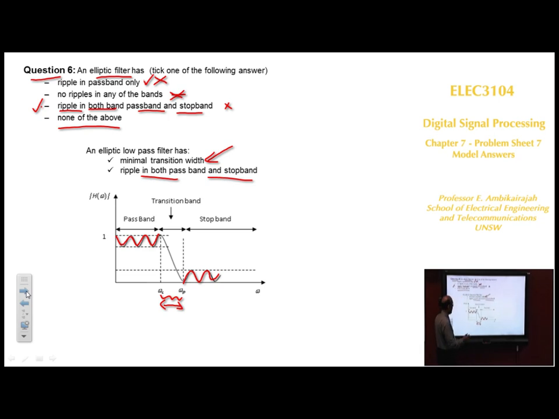You can design a 20th order Chebyshev filter, Butterworth filter, and elliptic filter with the same specification. And when you finish the design, you go and measure the transition band. The elliptic one will have the minimal transition bandwidth compared to the others. Minimal transition bandwidth is very good because the filter is going to be very sharp, very quick. So that's just to give you an idea of the characteristics of the elliptic filter. So you just have to tick that one as the answer.